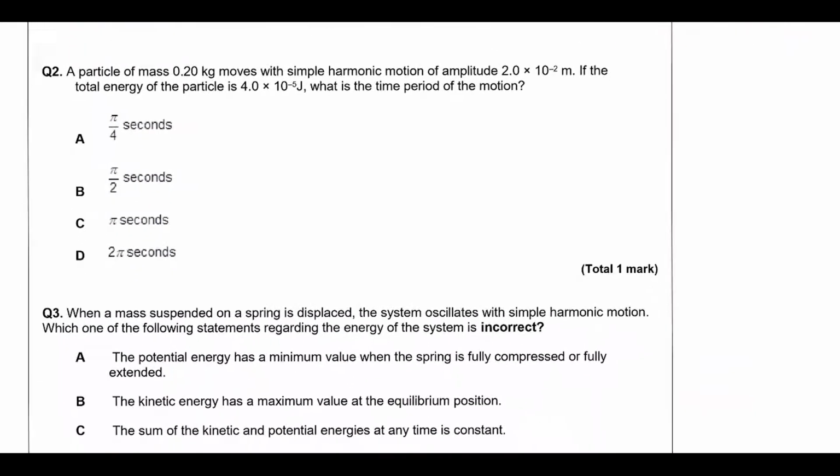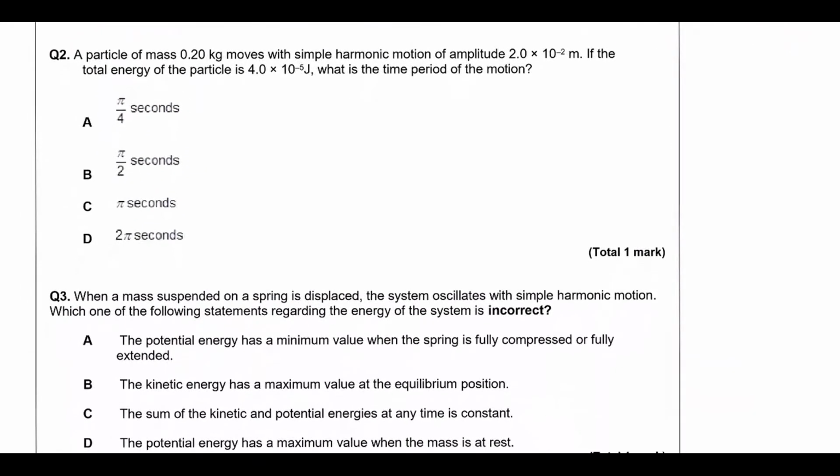Alright, so moving on. We've got a particle of mass 0.2 kilograms. It moves with simple harmonic motion of amplitude 2 times 10 to the minus 2. The total energy of the particle is 4 times 10 to the minus 5. What is the time period of the motion?